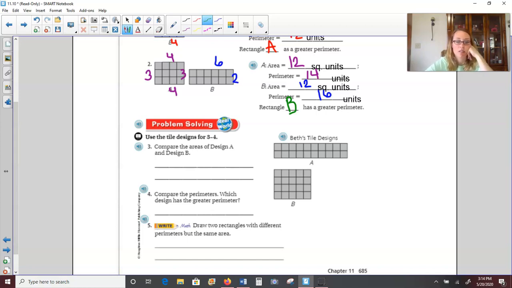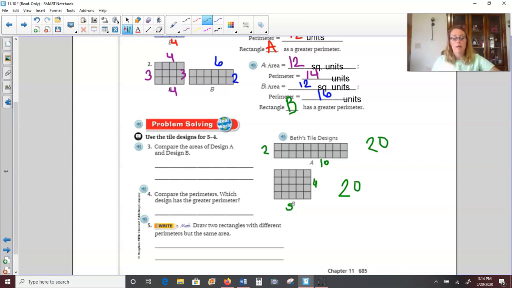Beth's tile designs, A and B. Compare the areas of design A and design B. So the area of A would be 2 units on the side, and 1, 2, 3, 4, 5, 6, 7, 8, 9, 10 across the top and bottom. So that area would equal 20. And then tile design B has 4 on the sides and 5 across the top and bottom. So that area would equal 20.